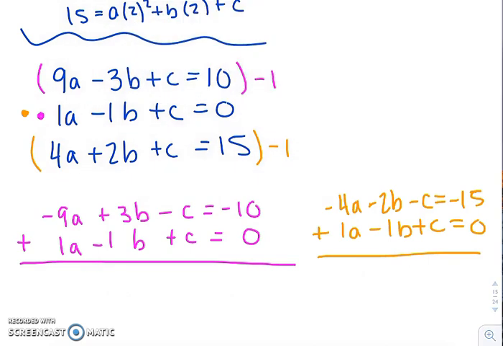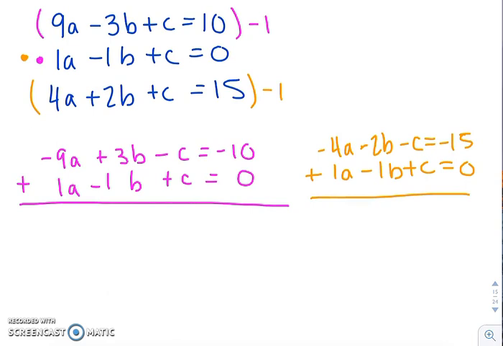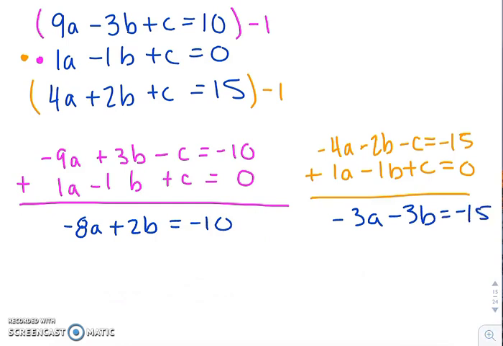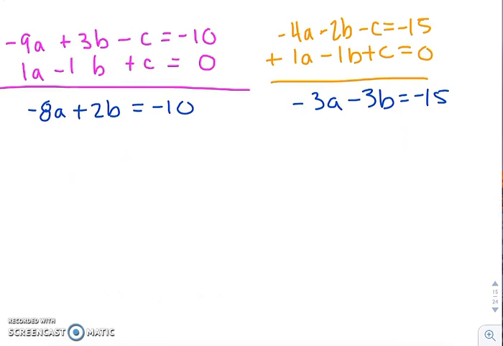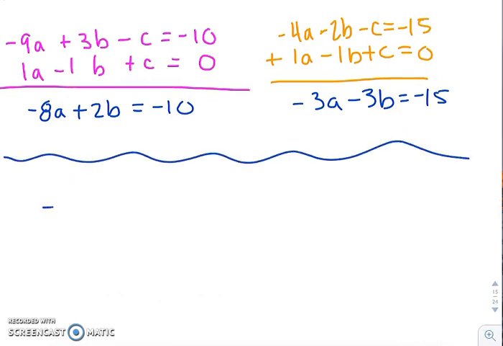All right, so let's see, negative 9a plus 1a, so we get negative 8a plus 2b, c's go away, equals negative 10. And then over here we get negative 3a minus 3b equals negative 15. We'll write those two on top of each other so that we have 2 equations with just 2 variables.